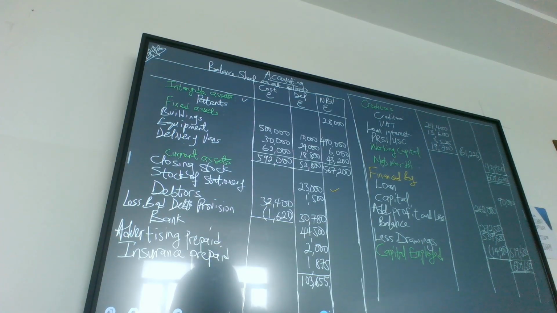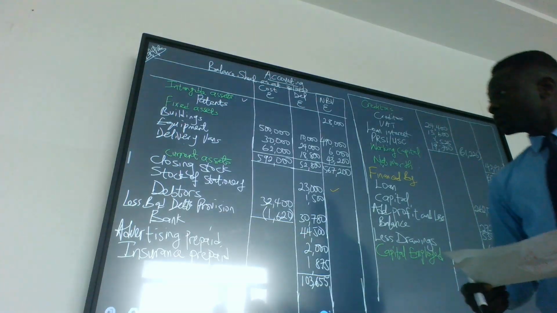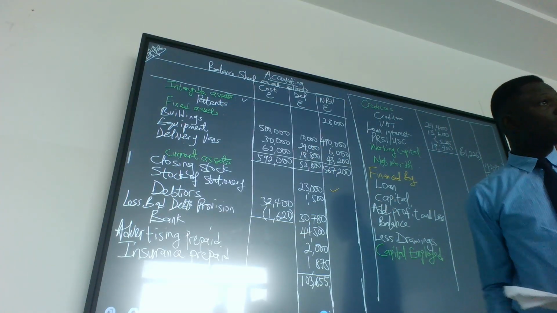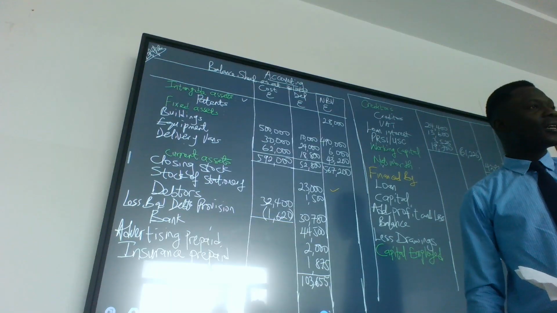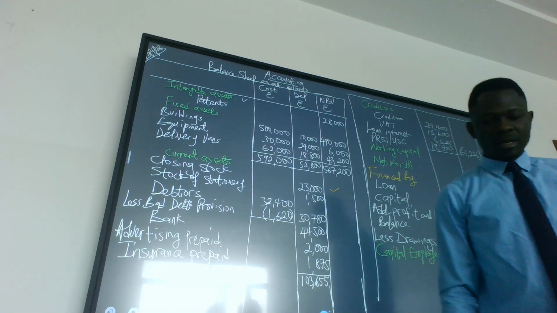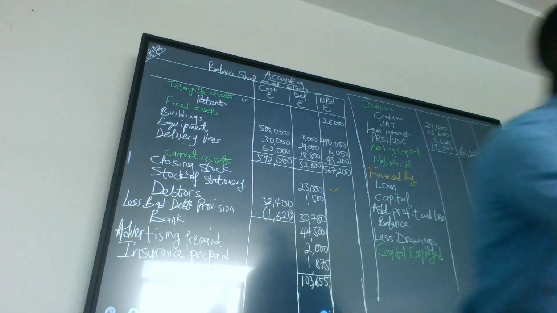This is 48,000, yes. That's right. Delivery van 62,000. That is depreciation because it is on cost.